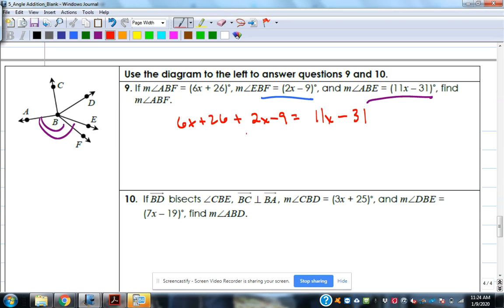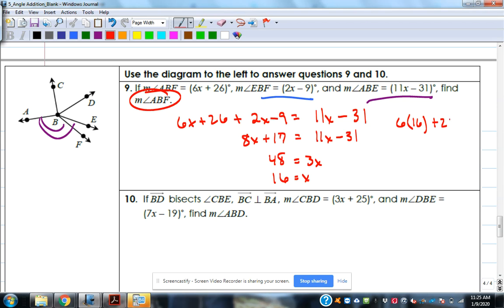Now that's going to work. 8x plus 17 equals 11x minus 31, so 3x is equal to 48. And then x, that works out much nicer, is 16. And then the only thing they want is the measure of angle ABF. So I only have to plug into one of those, thank goodness. 6 times 16 plus 26. Measure of angle ABF is how much? 122 degrees.